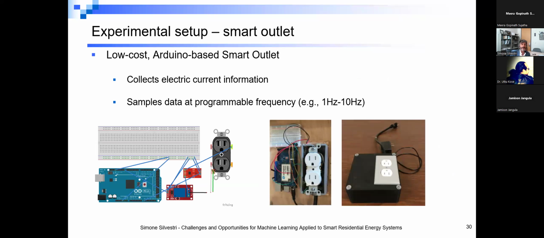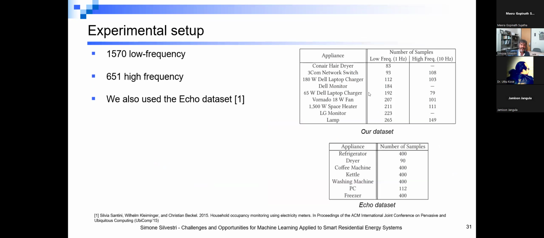So in order to test this approach, we developed an Arduino-based smart outlet. You can see it in this picture here. It can sample the current at different frequencies. And we developed our own dataset in which we considered several appliances such as a hairdryer, network switch, laptop, monitor, another charger, a fan, etc., at different frequencies.